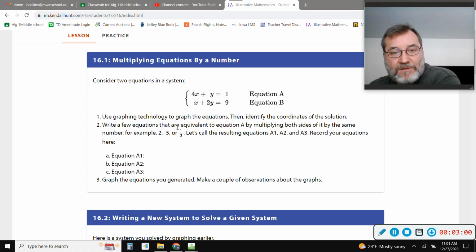Write a few equations. They're listed as equation A, by multiplying both sides by the same number. For example, 2, -5, or 1/2. Let's call the resulting equations A1, A2, A3. Record your equations. So we're going to take this A equation, we're going to multiply everything by 2. Then for the second one, we're going to multiply by -5, and then this top one by 1/2. All right. So let's see what those look like.